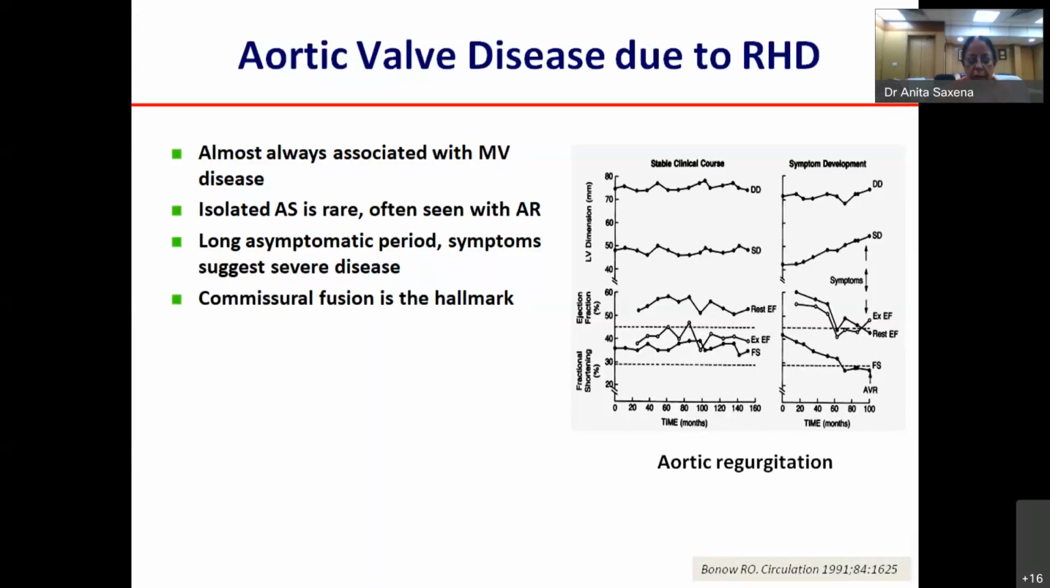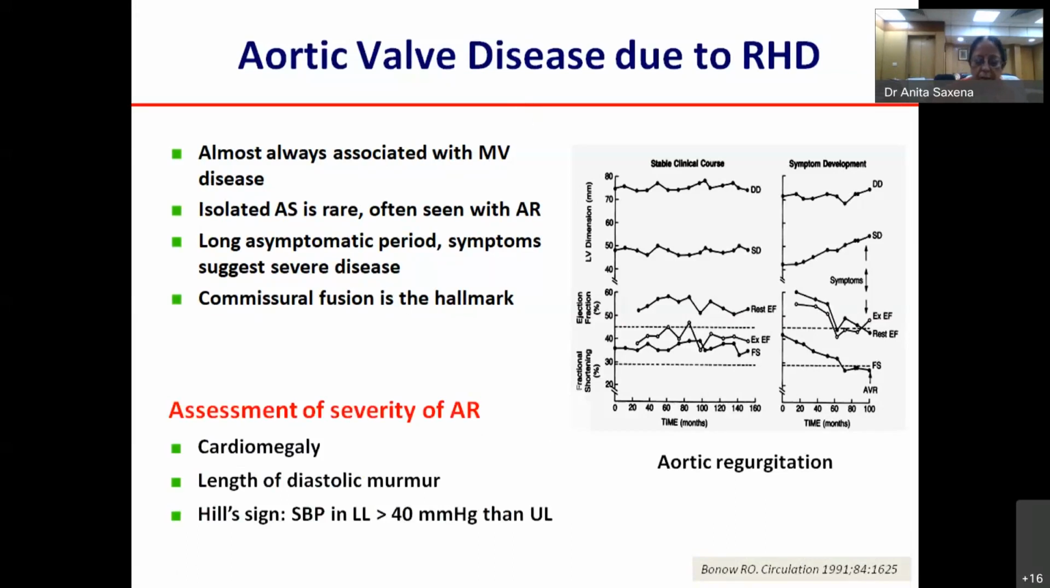In aortic regurgitation, again, you may have a long asymptomatic period. Almost always you have associated mitral regurgitation or even mitral stenosis. Isolated aortic stenosis is quite rare. In fact, in the pediatric age group, we hardly see aortic stenosis. We generally see aortic regurgitation, maybe some minor mild aortic stenosis. Commissural fusion, like you have in bicuspid aortic valve, is the hallmark.